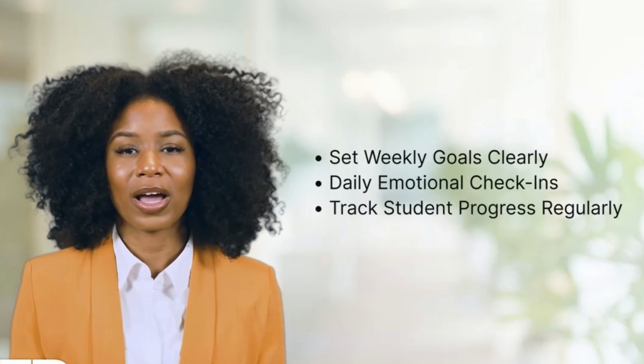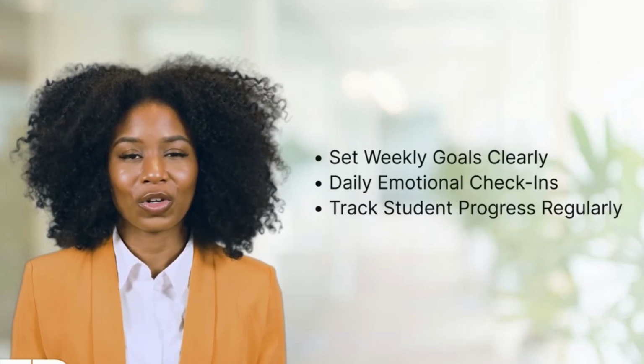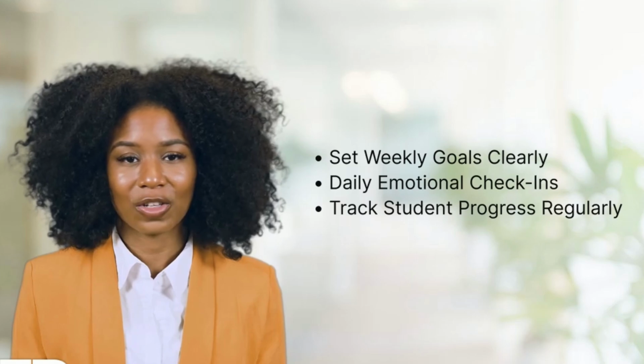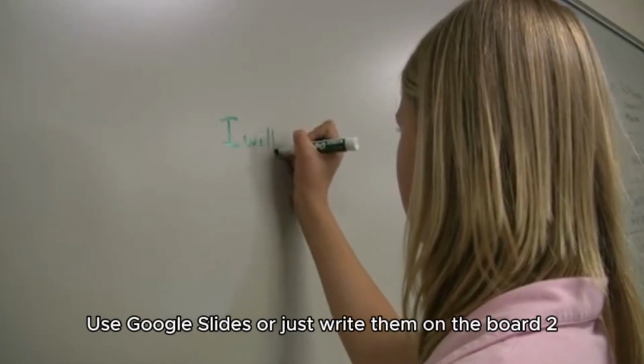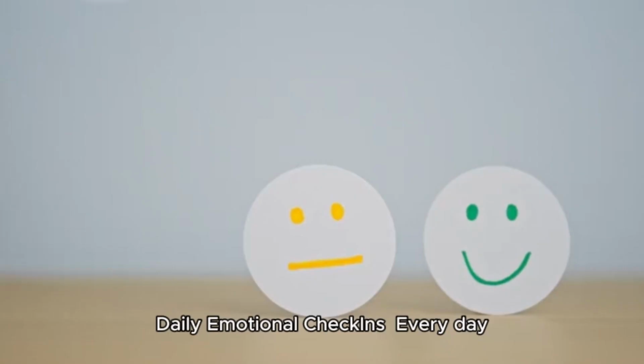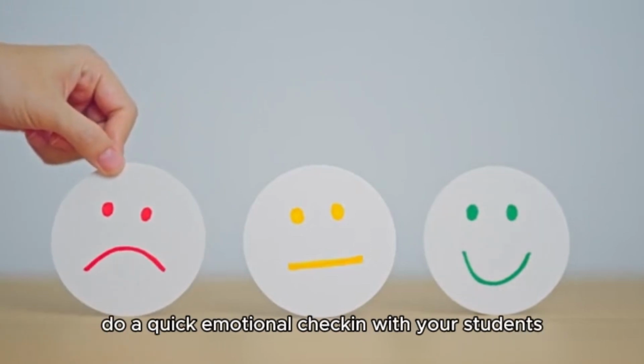Next, it's time to act. Here's how. At the start of the week, explain the weekly goals to your students. Use Google Slides or just write them on the board. Every day, do a quick emotional check-in with your students. Use emoji cards or just ask, how are you feeling about math today?